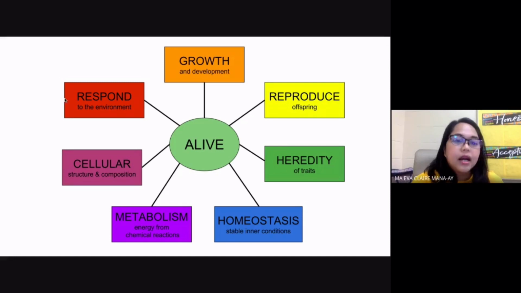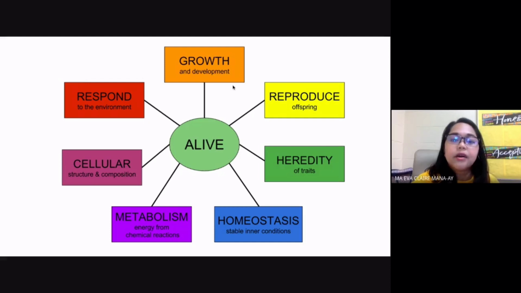Then lastly here, it should be able to respond to its environment. Response to any type of stimulus. This is a very important characteristic of living things. For example, if you are walking in the halls of our school and somebody calls out your name, usually you'd respond. You'd look for that person, or you'd turn your head. So being able to give a response to any type of stimulus is one very important consideration that you can say that something is really living.